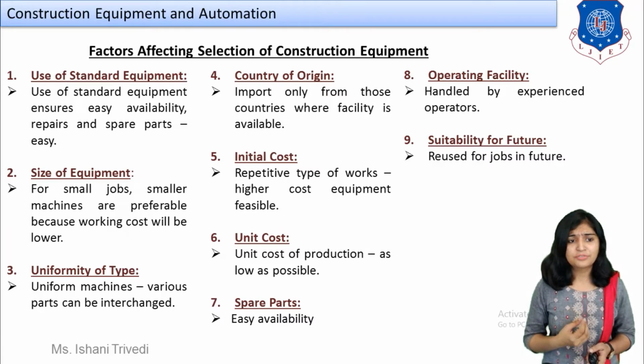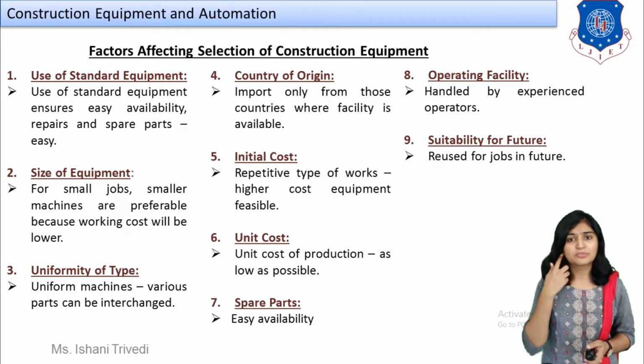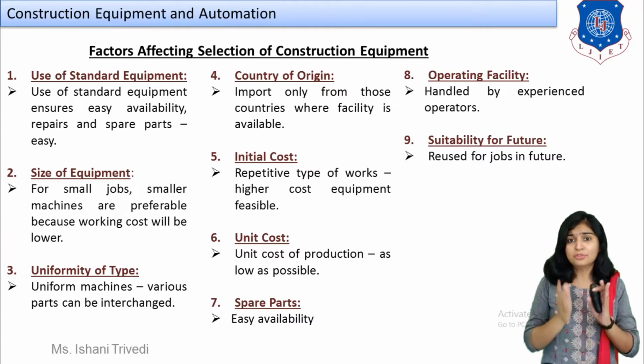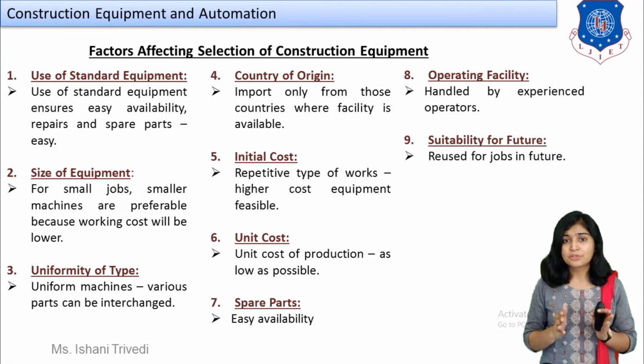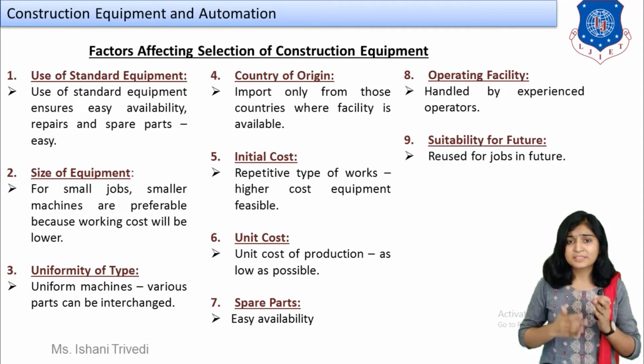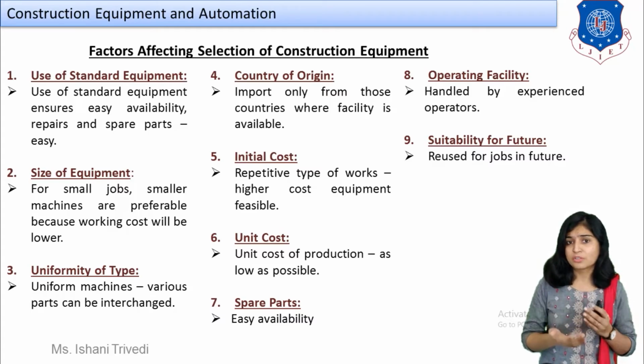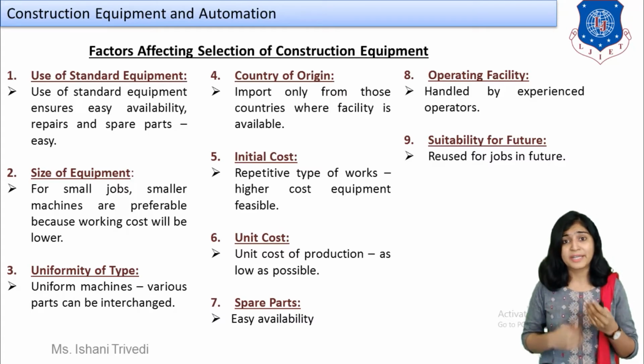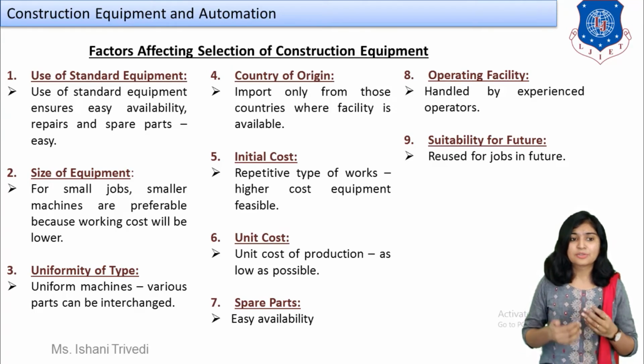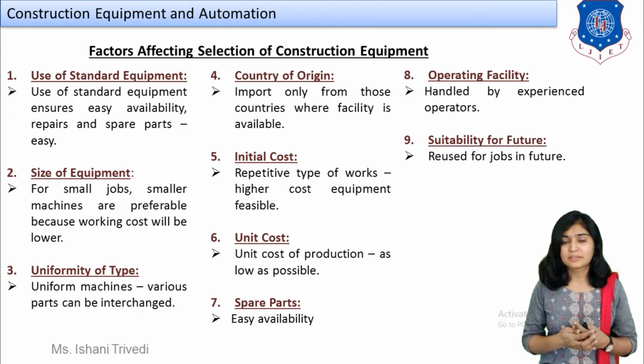Let us talk about the first factor, that is use of standard equipment. Now you know the difference between standard equipment and special equipment already. So it says that maximum use of standard equipment is going to give you more benefit, because its initial cost will be lower, its rent will be lower, its resale price will be higher, right? So as much as possible, if standard equipment is used, then you will have lots of benefits.